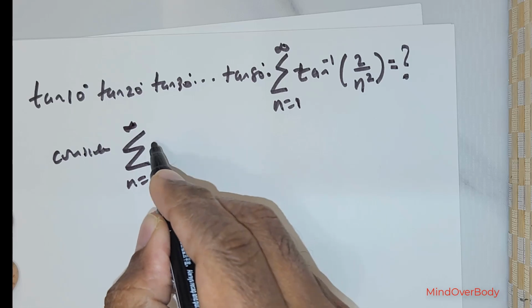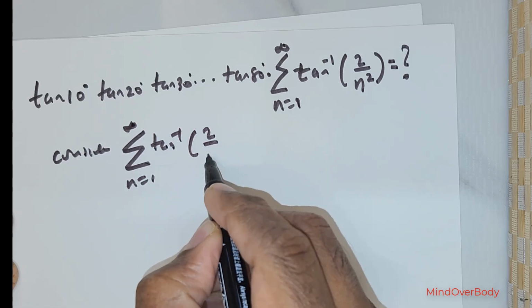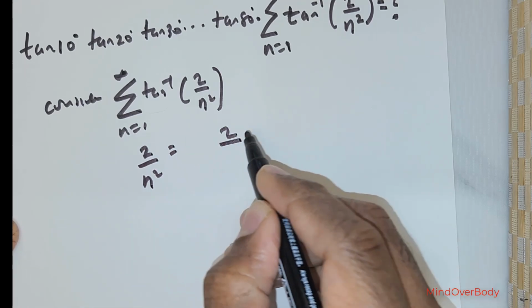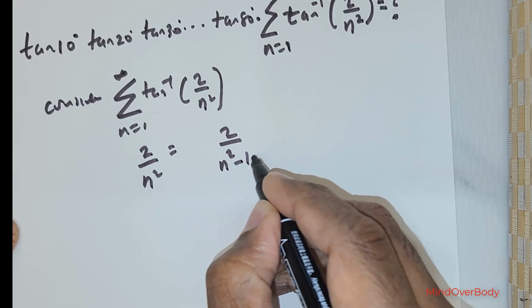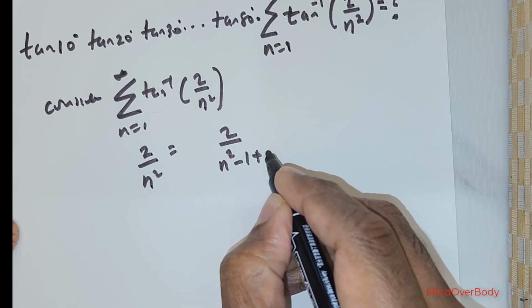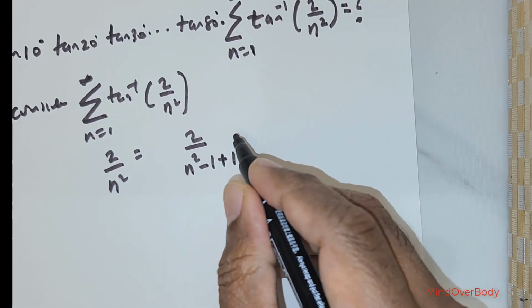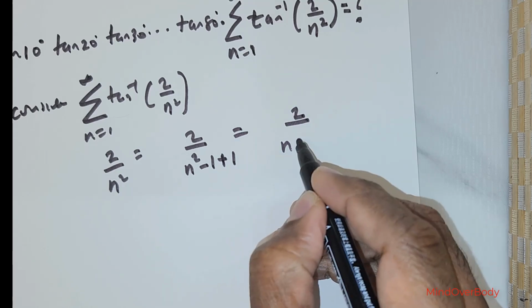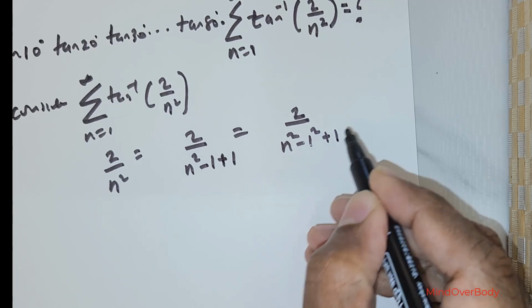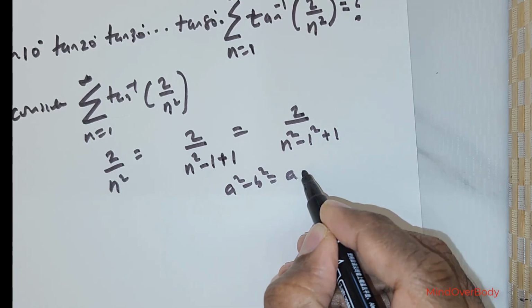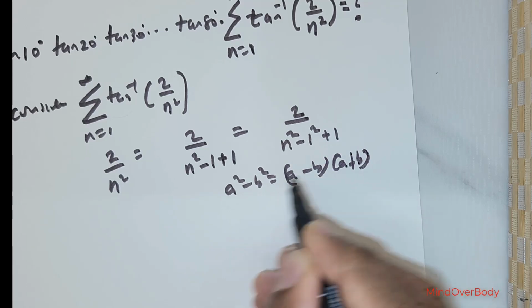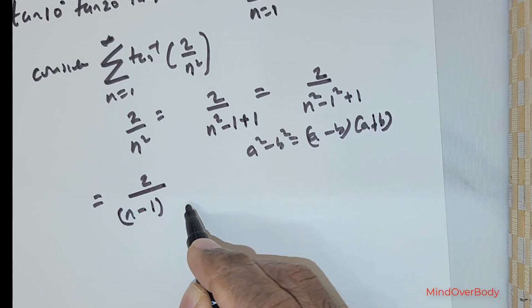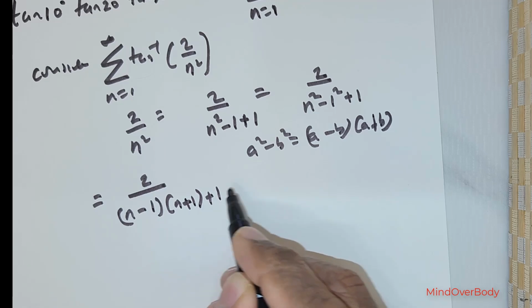Sigma n equals 1 to infinity tan inverse of 2 over n squared. Now this 2 over n squared, I would like to rewrite as 2 over n squared, where I add a negative 1 and counter it with a positive 1. This is acceptable. So this can be rewritten as 2 over n squared negative 1 squared positive 1, which is of the form a squared negative b squared, which can be rewritten as a negative b times a positive b. So I'm going to rewrite this as 2 over n negative 1 multiplied with n positive 1 positive 1.